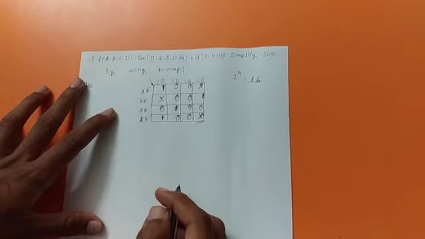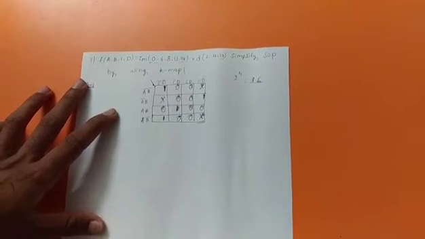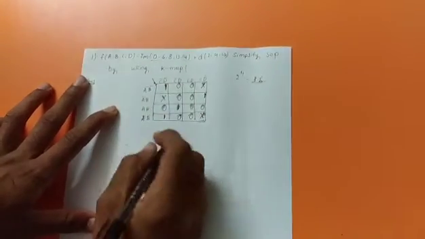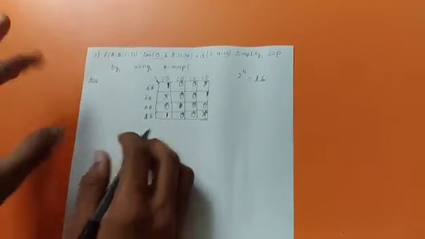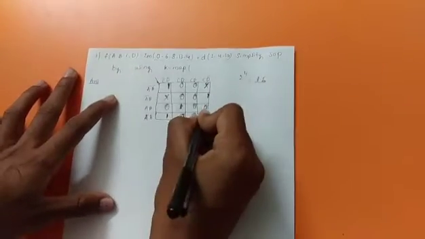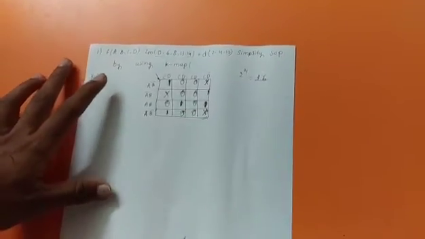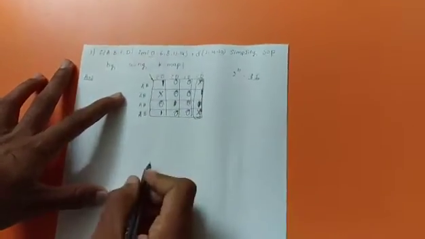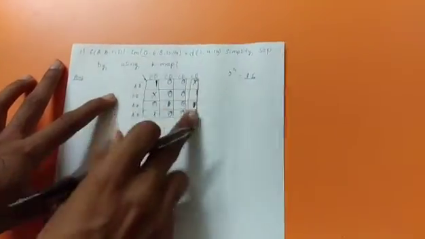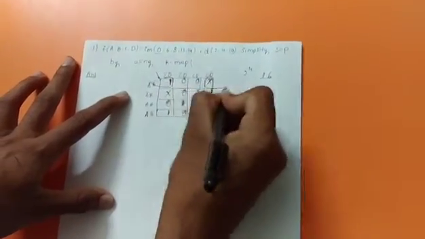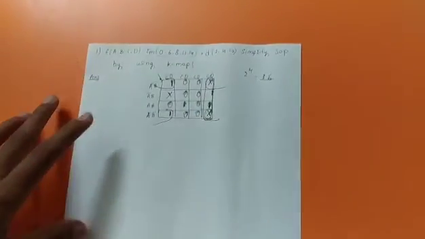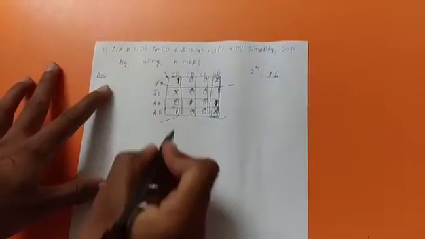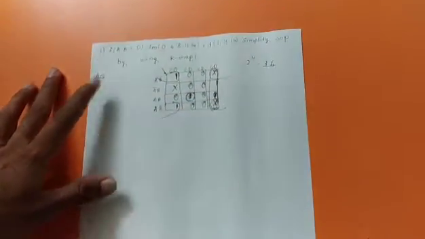Now first we need to take squares. This is one square and this is another square, and checking for any other square, there is no other square and only one is left, this is single.